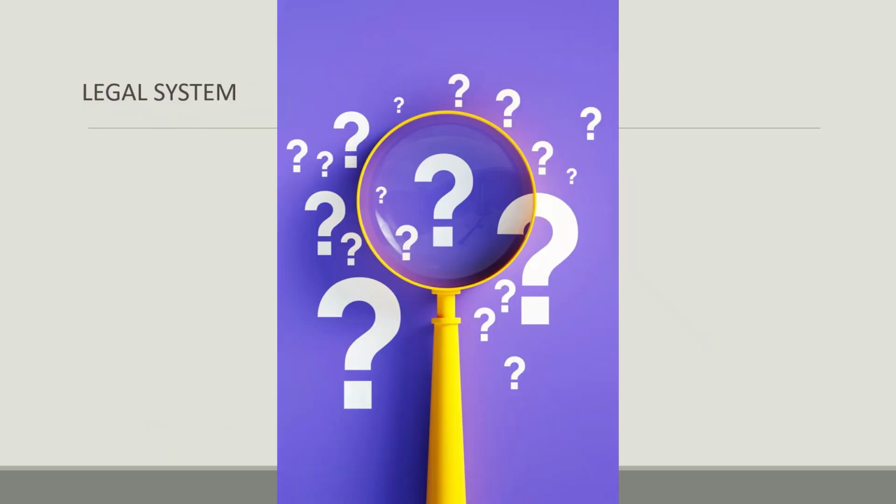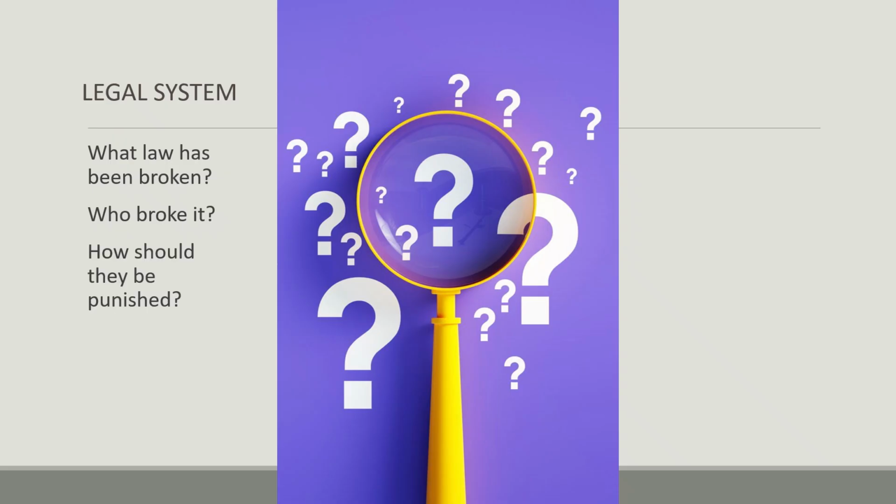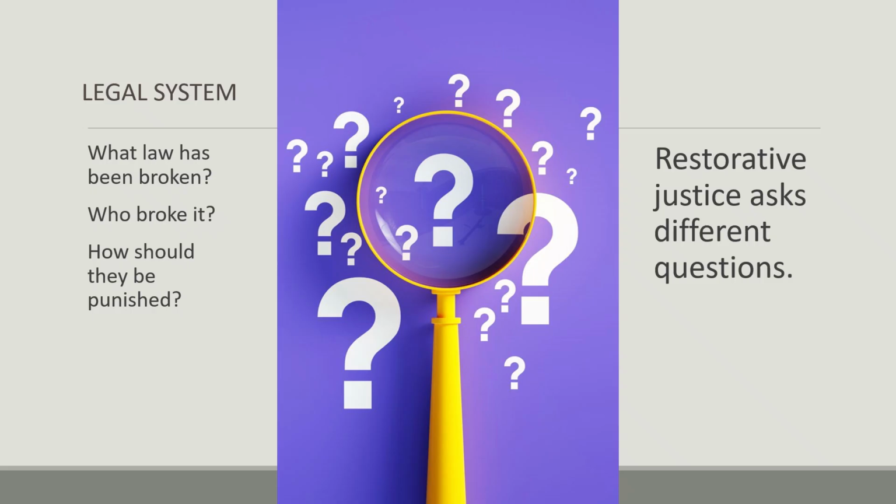The legal system asks, what law has been broken, who broke it, and how should they be punished? Restorative justice asks different questions. But before I tell you what those are, let's do a little exercise.